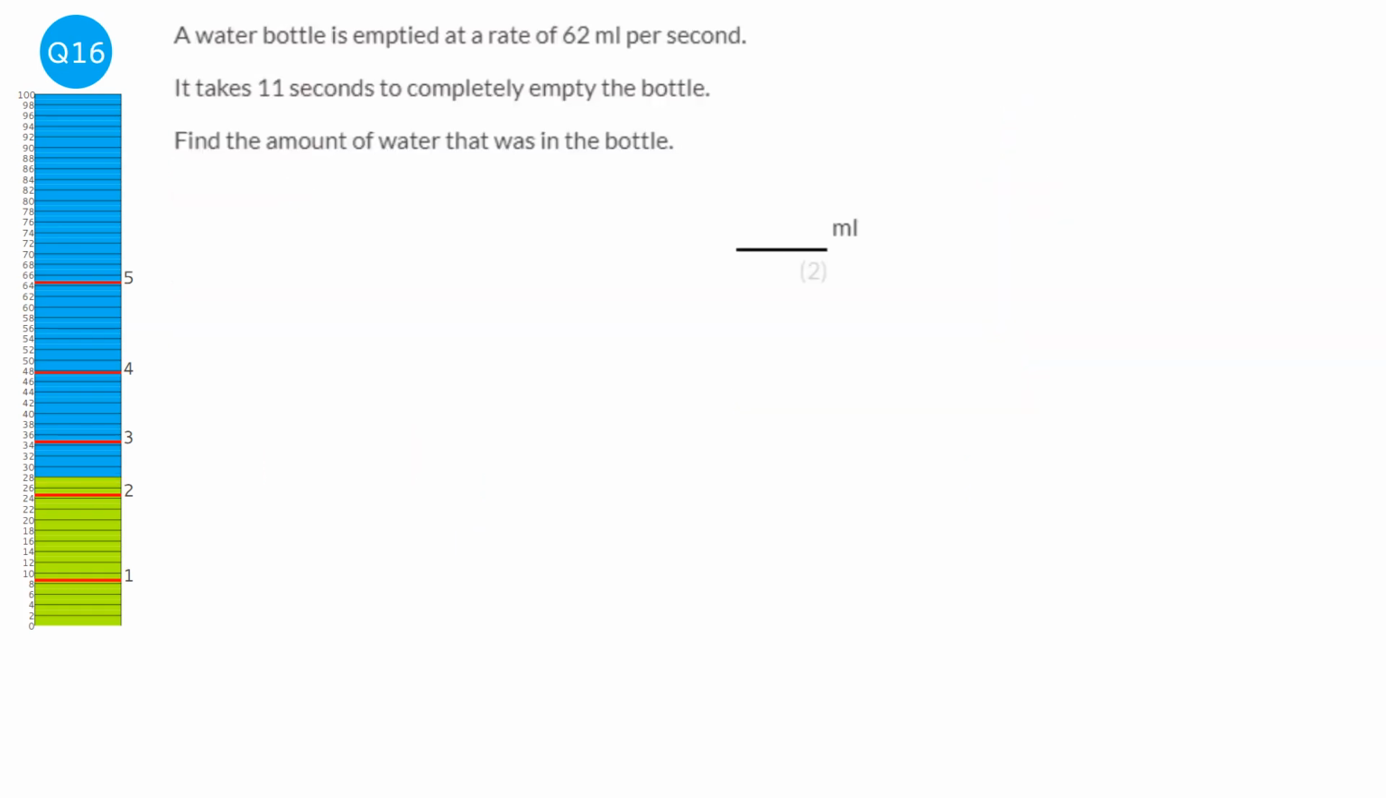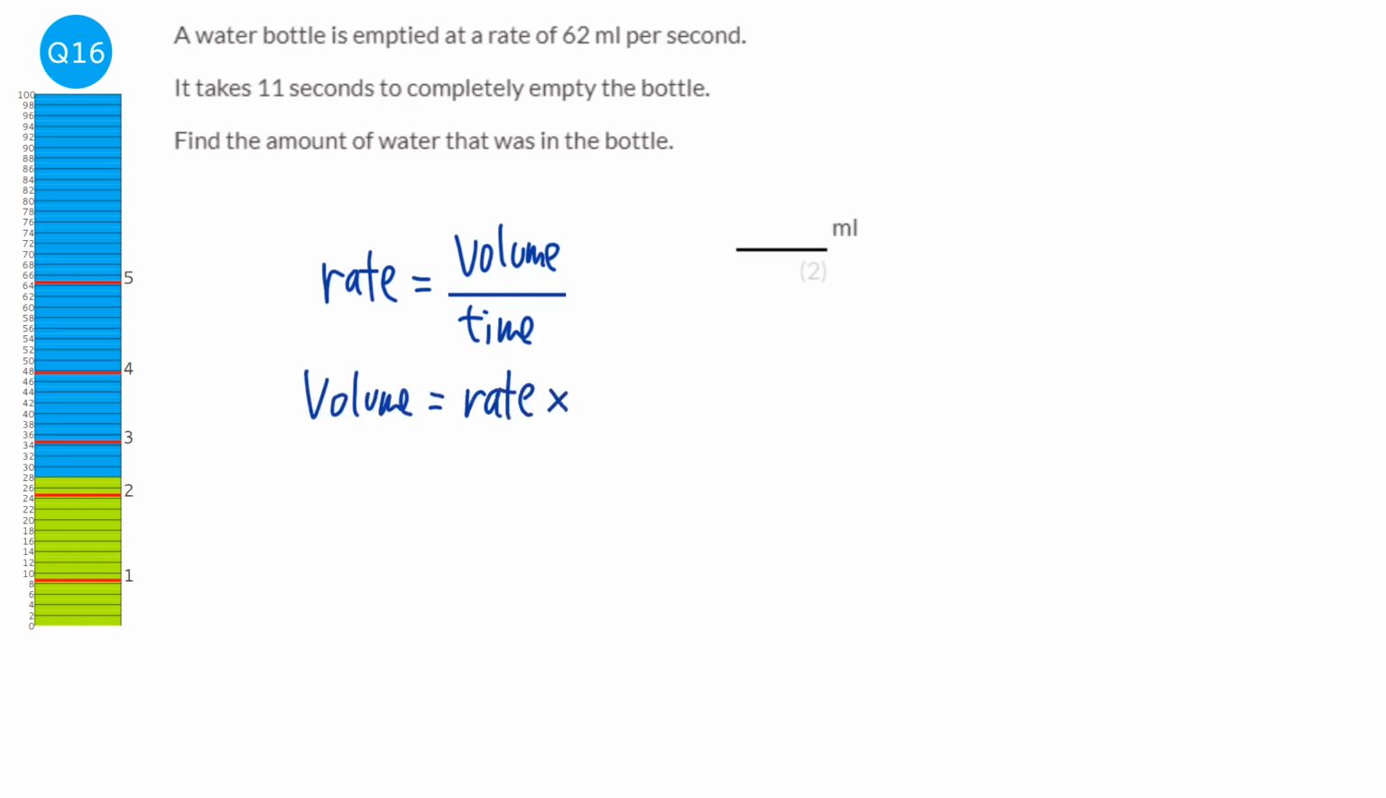Rate is always something over time. So in this question, we can write a quick formula of rate is volume, like released from the water bottle, over time. Now we can rearrange that so that we have, because we're looking for the amount of water or the volume of the water, we can just rearrange it so that we have volume equals rate times time.